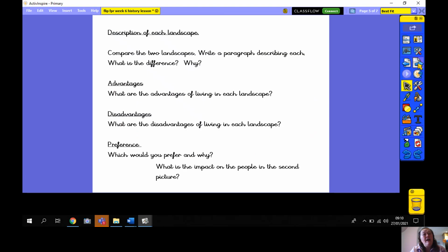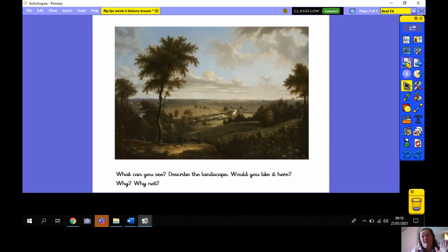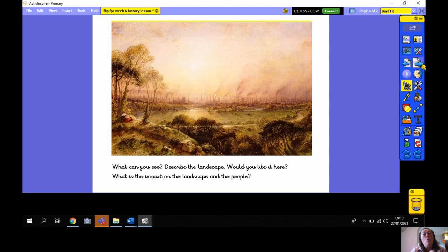Then I want you to put a subheading, disadvantages. And I want you to think, what isn't so good about living here? What's not so good about this here? If you were living there, what would you not have, or what would be not so good about anything? And, you know, what wouldn't you like about it? What are the disadvantages of this landscape? So that's under the heading disadvantages, okay?